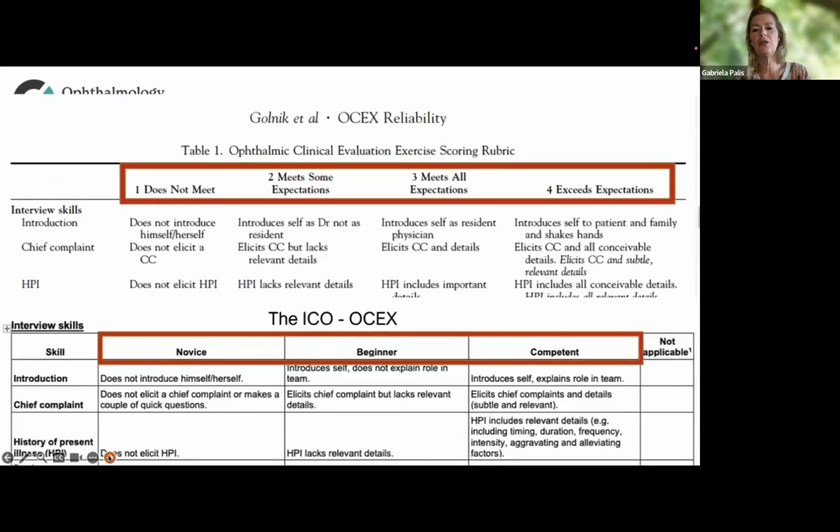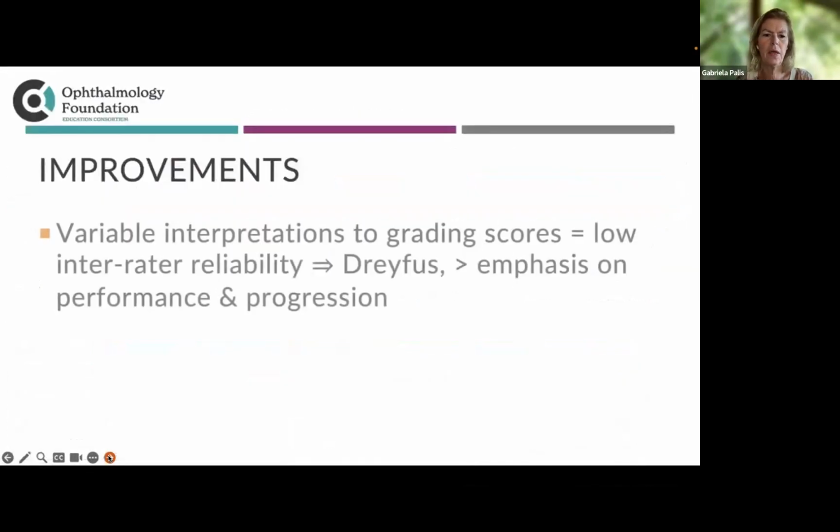But what we did was try to improve the scoring rubric. So instead of "does not meet expectations, meets some, meets all, or exceeds the expectations," we transformed it into a Dreyfus-based rubric. So we had the novice, the beginner, and the competent resident, and we tried to improve all of the descriptors as well. One of the things that was criticized about the original OCEX is that interpretation of the grading scores was very variable, which made the inter-rater reliability low.